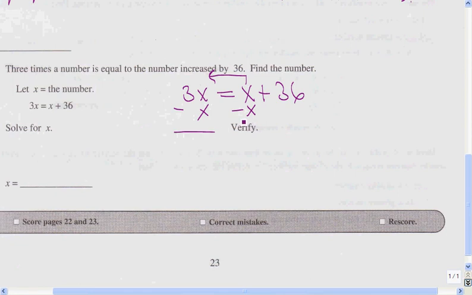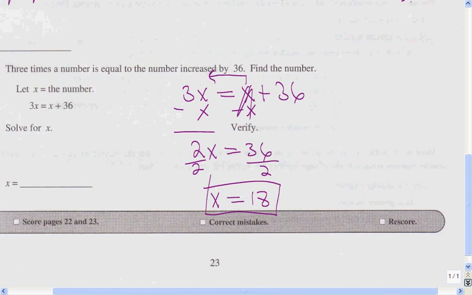It's going to give me 0 here, so I just cancel it out. And 3x minus x is 2x equals 36. Then I'm going to divide by 2, divide by 2. x equals 18. And that's my answer.